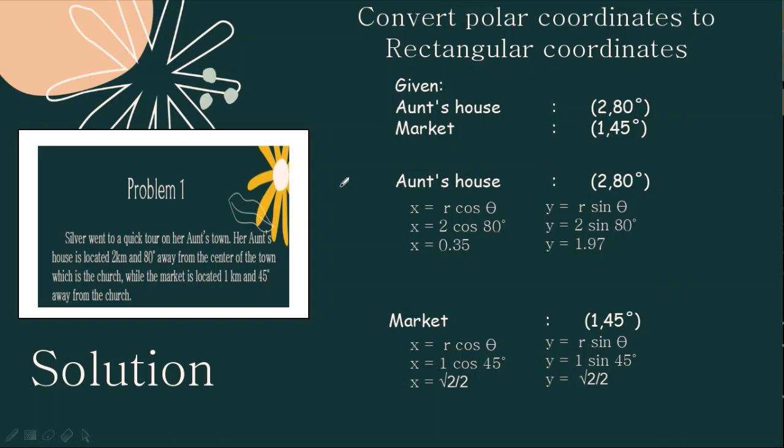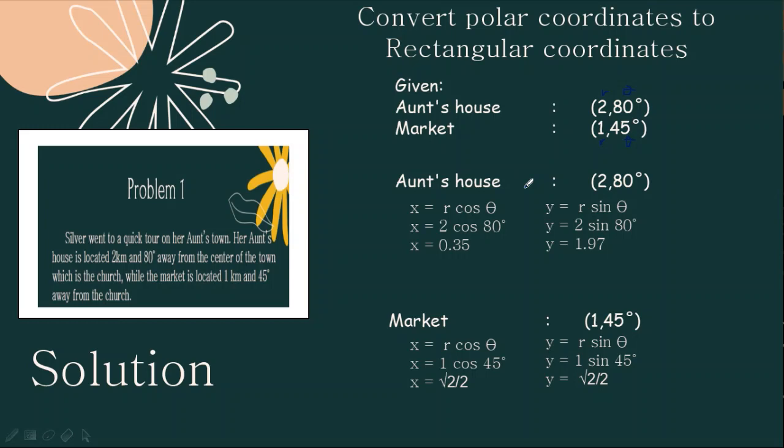Okay. So again, using the given, Ant's house is 2 comma 80 degrees. So our 2 here is the radius and this is the angle theta, the 80 degrees for the polar angle. Then the market is located at 1, so this is our radius, and 45 degrees as our polar angle or angle theta. Okay. So let's have first Ant's house.